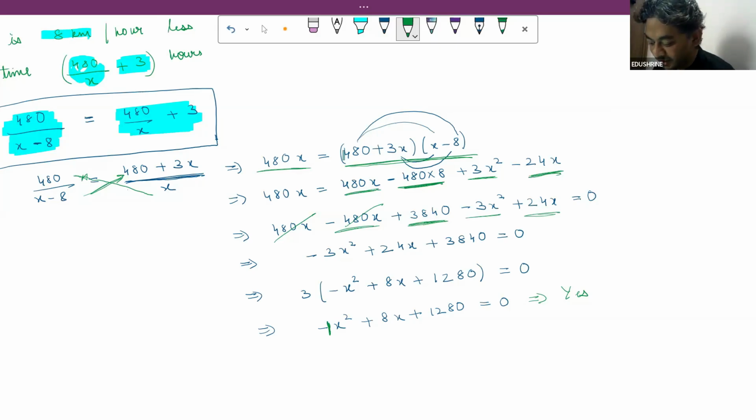This is the idea. Now 480x and 480x got cancelled. Minus 3x square I have written as it is. 24x I have written as it is, 384. Then I saw that 3 is common. So can I take 3 outside? Yes, I can take 3 outside.